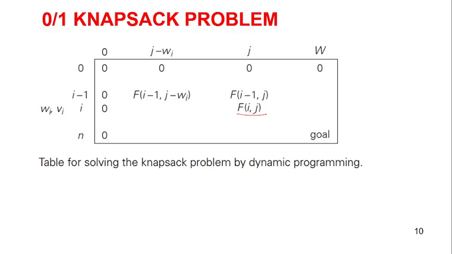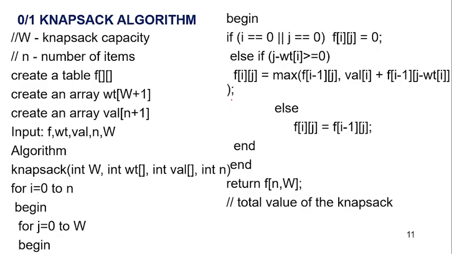This is just the tabular representation. In order to find f of i comma j, you have to know the previous row, f of i minus 1. You have to consider this value and f of i minus 1 comma j minus w, which will be somewhere else in that row, and vi plus this value. So you have to find the maximum value. When we do the calculations, you will come to know and understand.